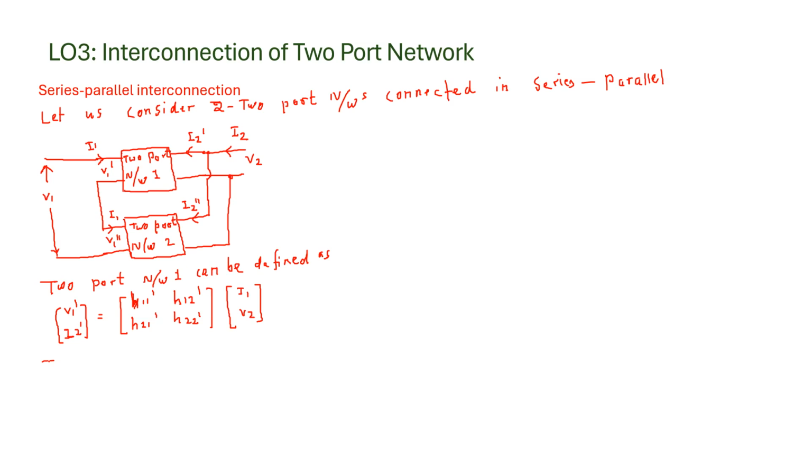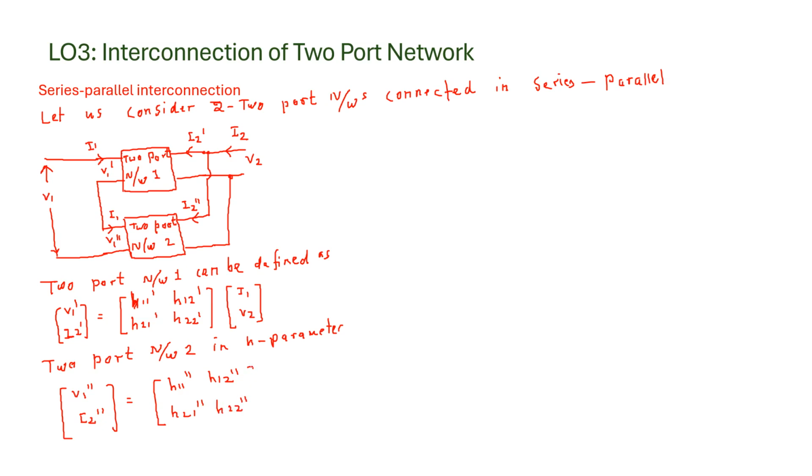Similarly, two-port network 2 in H parameter, we can write it like this: V1 double dash and I2 double dash equal to h11 double dash, h12 double dash, h21 double dash, h22 double dash, and here we will have I1 and V2.